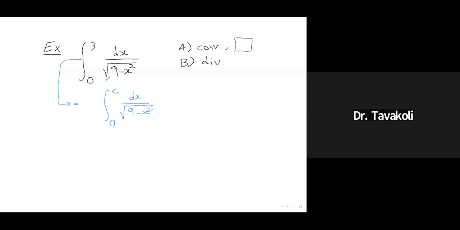And since I replaced the upper limit of the integral with c, I need to let c tend to 3 from which direction? From the left, because it is the upper limit. For the upper limit, c tends to the upper limit from the left. If the problem was with the lower limit, then c tends to the lower limit from the right, as we have seen in the previous two examples.